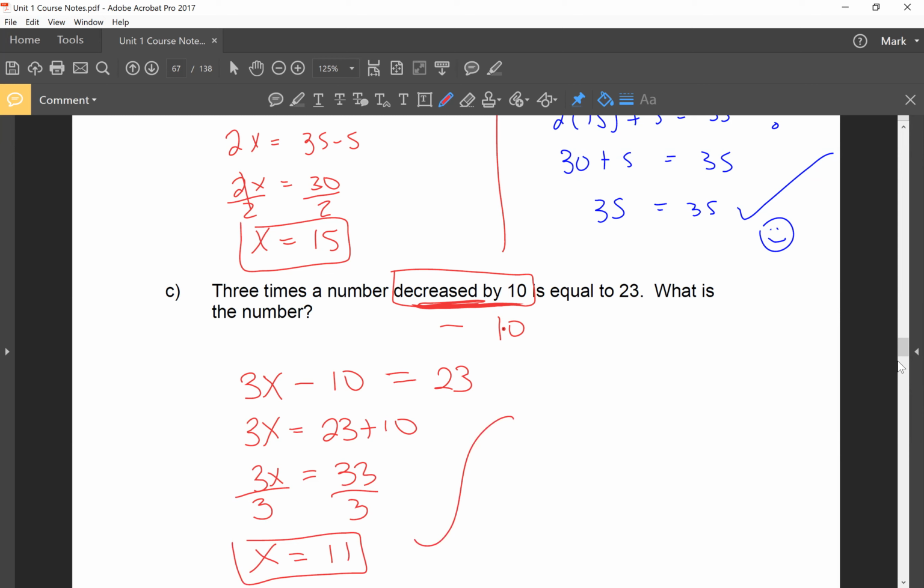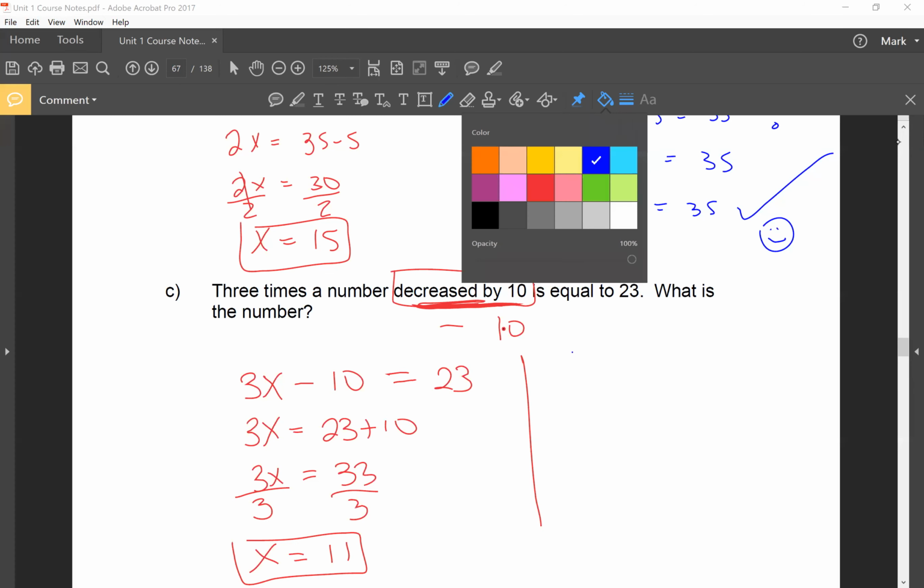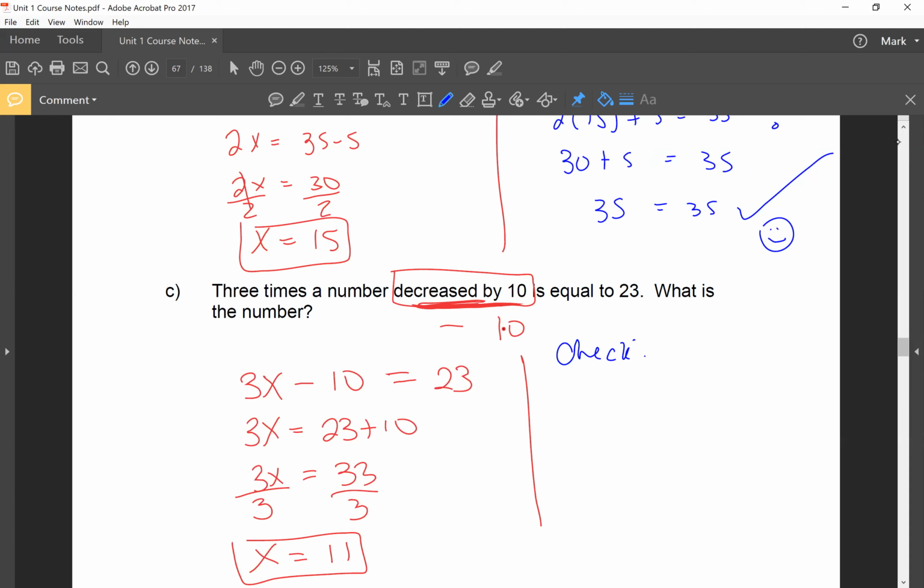Now we want to check our answer. So check. Let's see if 11 works. 3 times 11 minus 10 equals 23. Let's see. 33 minus 10. 23 equals 23. Everything is good.